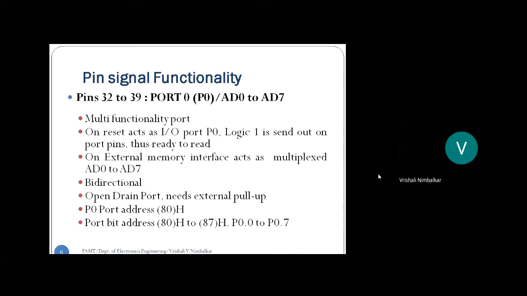Address lines are unidirectional. They are output to microcontroller. Data lines are bidirectional. Microcontroller can send out data as well as take in data. So data lines are bidirectional. Address lines are unidirectional. And control lines are also unidirectional. Is that okay? So hence we say port 0 is bidirectional port.